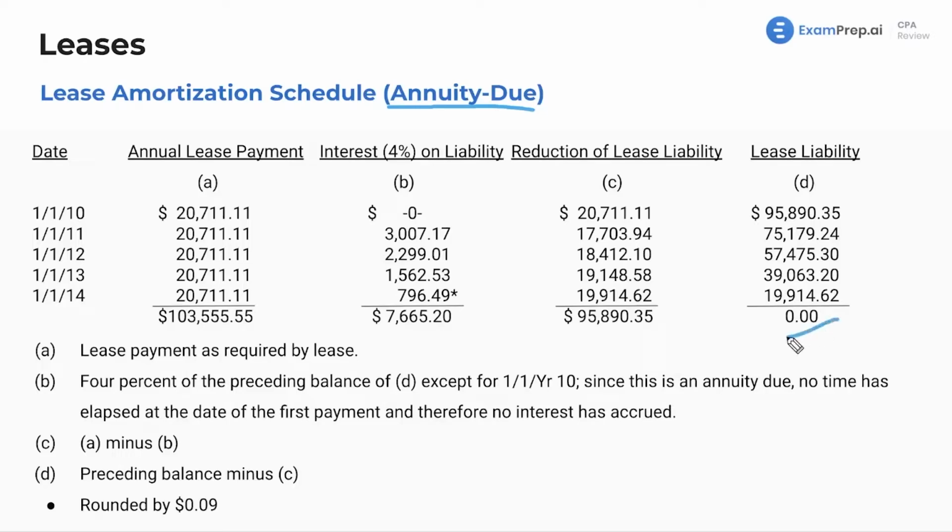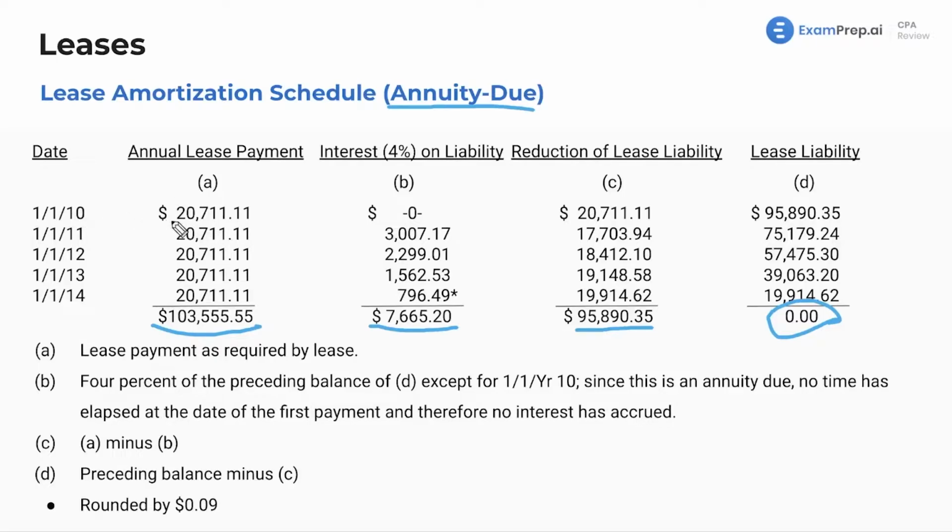Now, at the end of the 5-year period, obviously you've got no lease liability left, right? You're decreasing that throughout the whole process. You've got the present value at the end of the period is that present value you calculated. That's the total reduction of the lease liability. Your total interest here seems to be $7,665, and your total annual lease payments equal $103,000 about with these $20,711 payments. Right, so you see here annuity due.